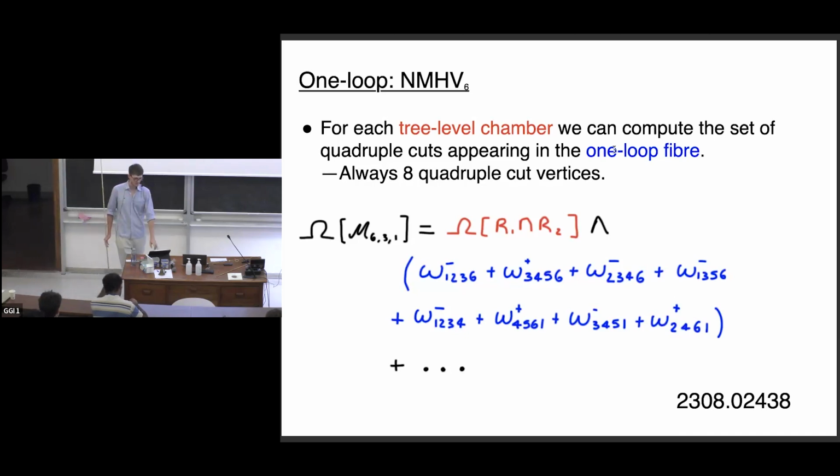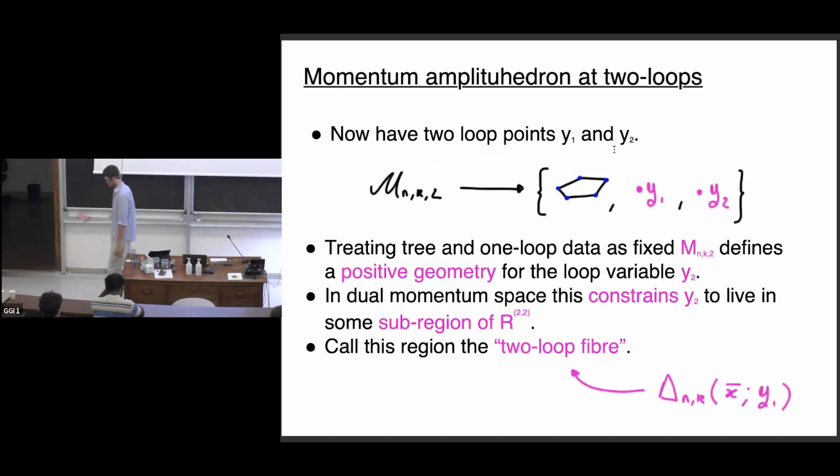That's everything I wanted to say about the one loop case. But if you're interested in some of the details for higher N and K, you can refer to this paper from last year. What I wanted to get to is 2 loops.